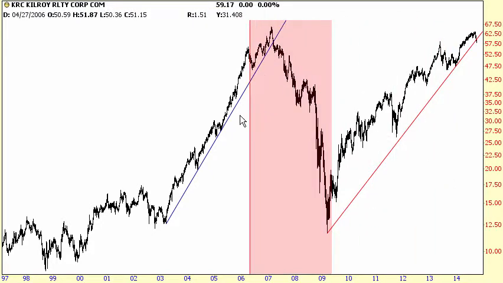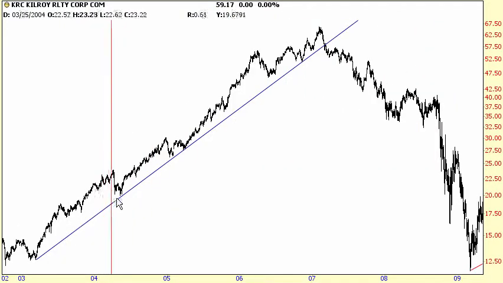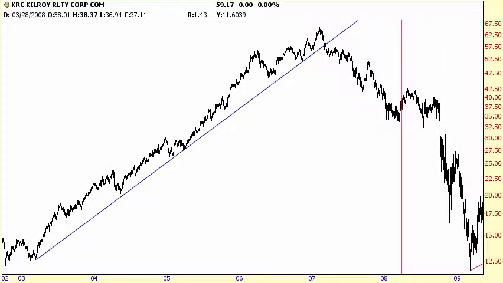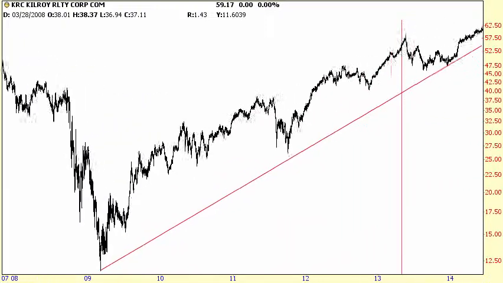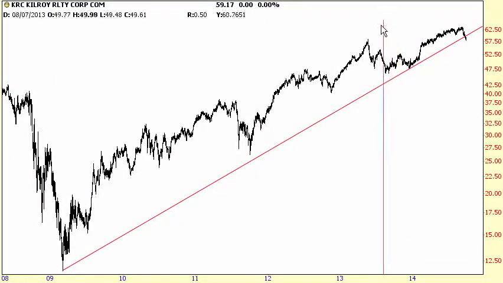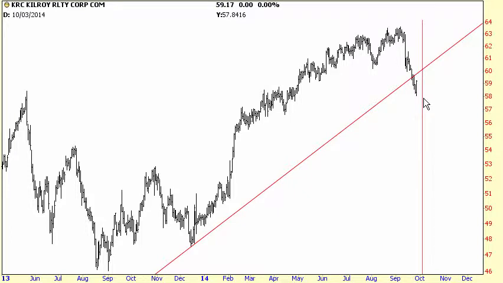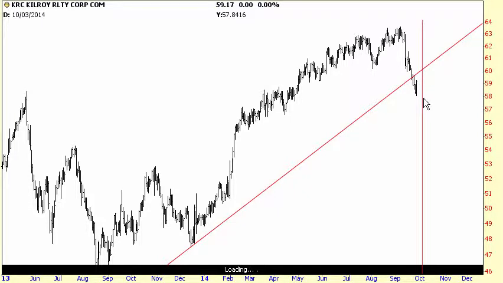Kilroy Realty, similar example, an ascending trend line providing support, a break occurred, a retrace did not take place. Once the break was in, the damage was done, and the stock went from about $65 down to about $12.50. Here is Kilroy showing a recent break, and what happens after that transpires will be more clear when you watch this video.